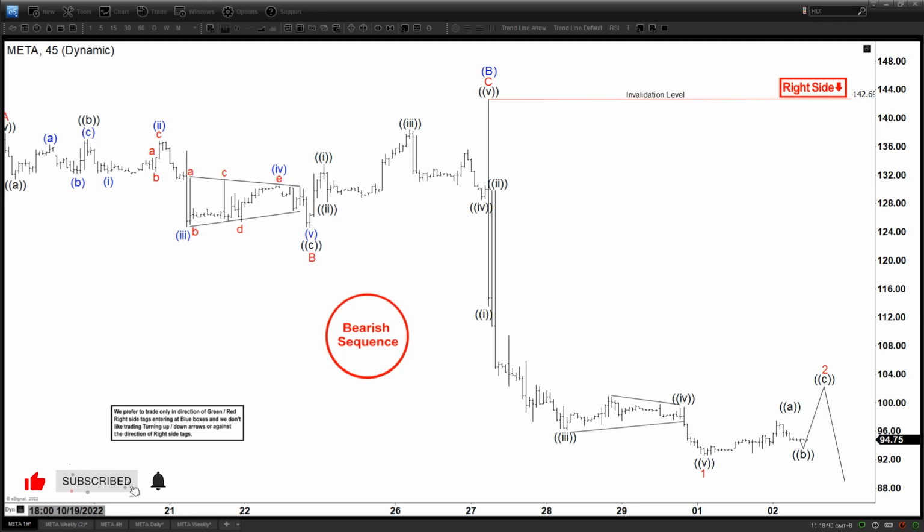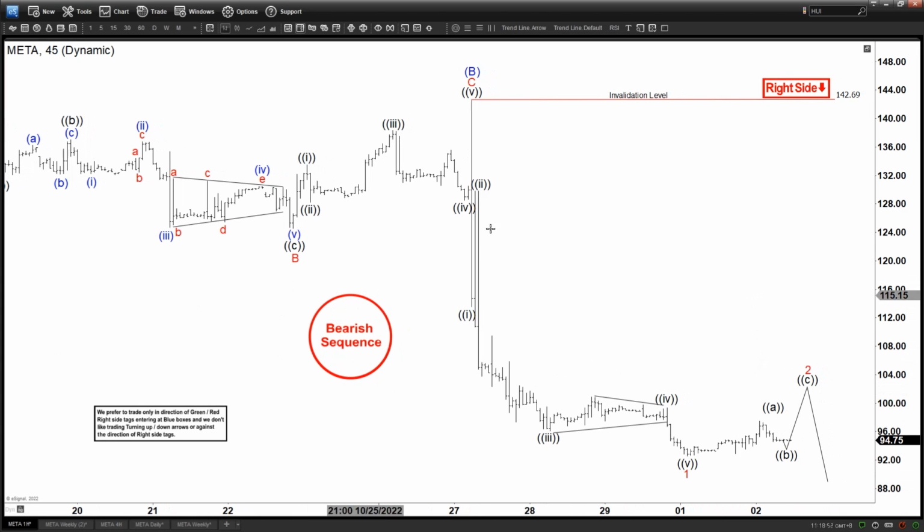So today we are looking at the chart of Meta. This is a 45 minutes chart. It has been very weak lately. And let's see what we got. We got a bearish sequence. We got right side down.